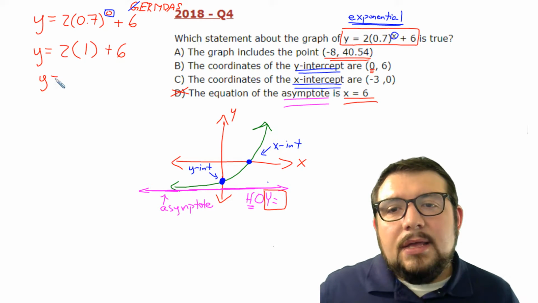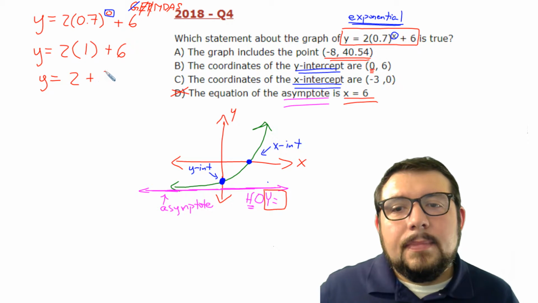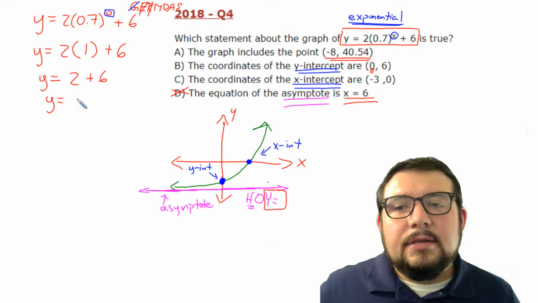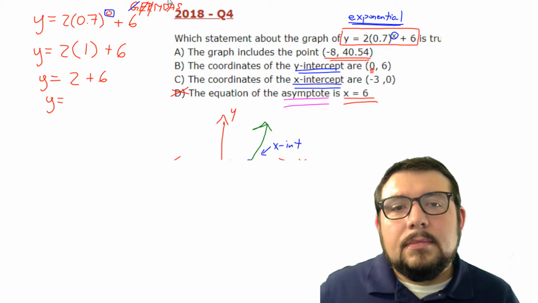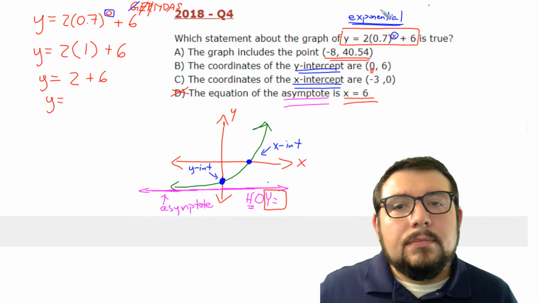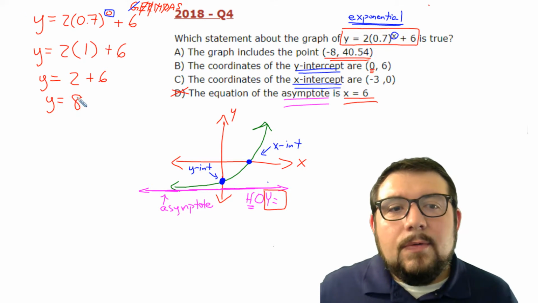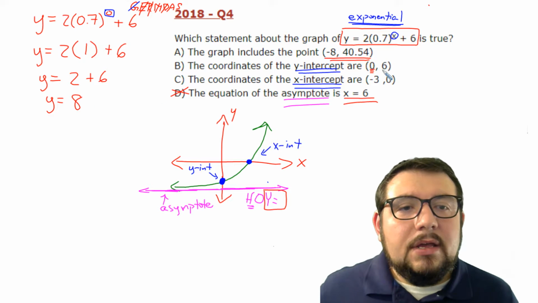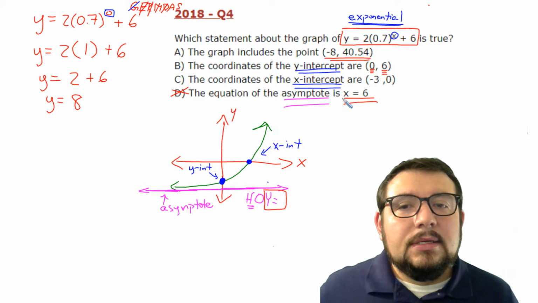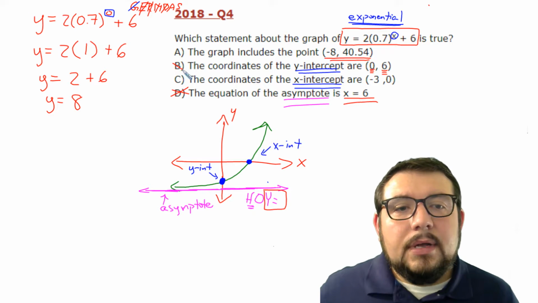That means y equals, now I did my exponent. There are no square roots. Now I need to multiply, and then I need to add and subtract. Okay, now that I've done that, I get y equals 8. Over here I was supposed to have y equals 6. So this choice is also out.